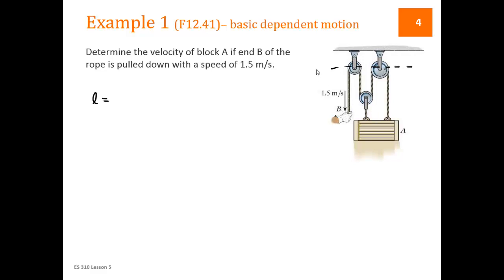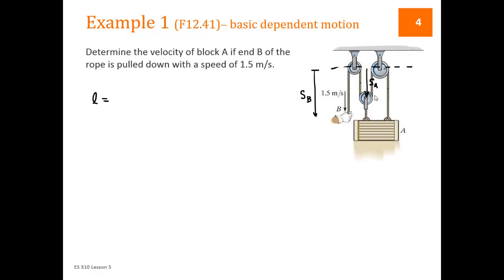So point B is some distance, I'm going to call it SB, down from that fixed point. Then we have these two segments are the same length, right? This one and this one. I'm going to call this distance then SA.